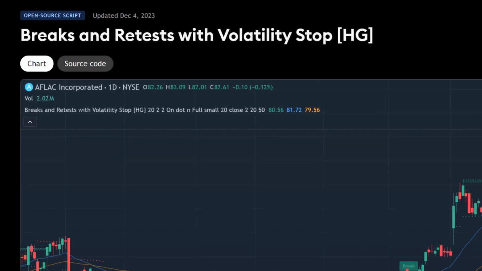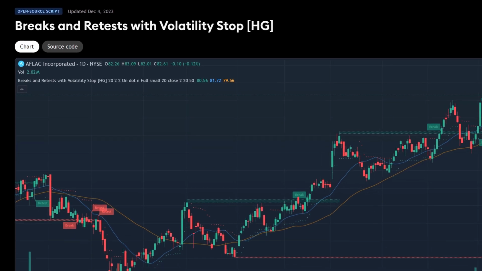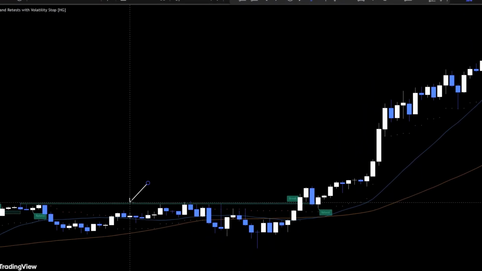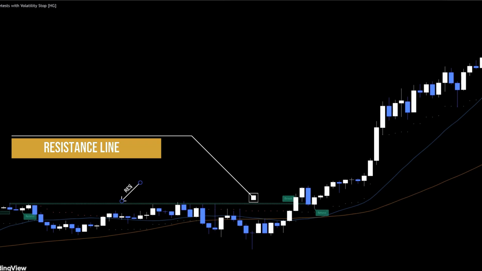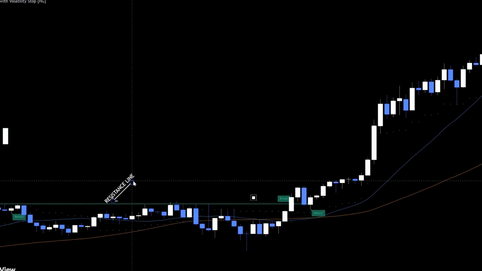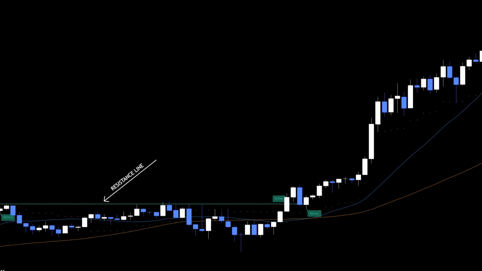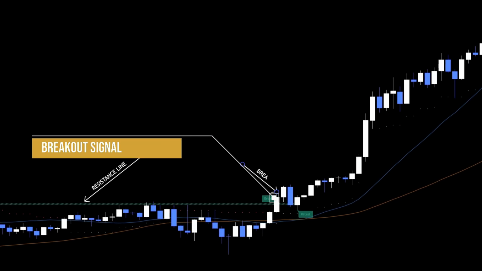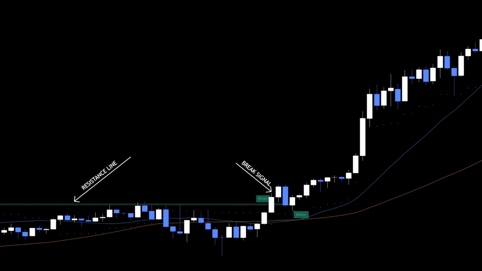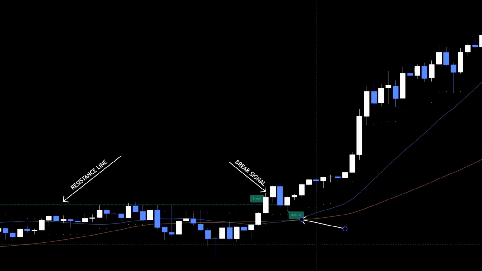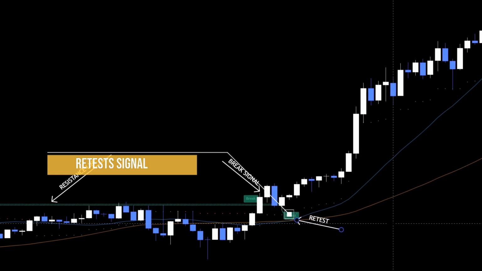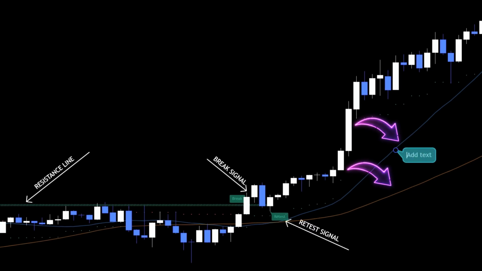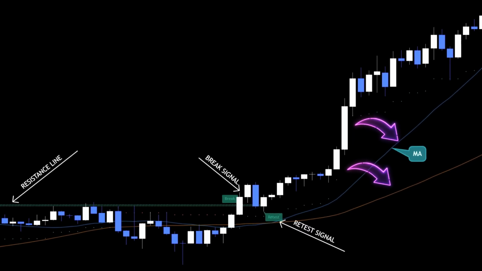Okay, now once it's there, you'll probably notice it's already doing some interesting things. You might be seeing some zones marked out. Those are potential areas of support and resistance, and you might even see some signals for breaks and retests. For example, you might see a zone drawn where the price has had trouble going above. That's resistance. Then a candle closes above that zone and the indicator gives you a break signal. And then if the price dips back down to that zone, it could give you a retest signal. You might also see some moving average lines on there, but we're going to handle those with a different indicator, so we'll tweak that in a second.